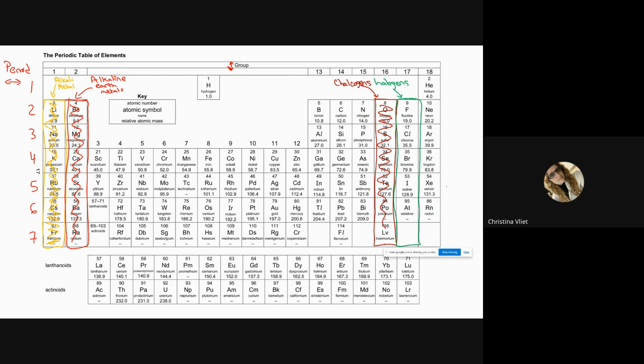Yes, the alkali metals are the ones that explode in water, not alkaline. They do not, because alkaline earth metals are not as reactive as alkali metals. We're going to learn why next class in the periodic trends.